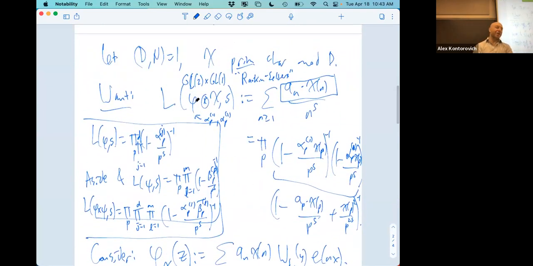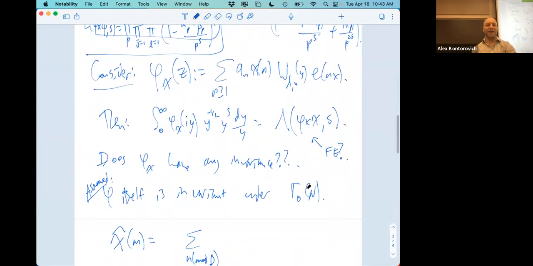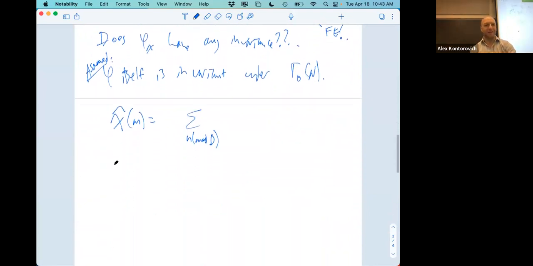The phi could have some Nebentypus. It could have a character on gamma naught n. I'm assuming that the Nebentypus is trivial. Never mind if you don't know what that is. I'm going to consider trivial Nebentypus. It costs nothing to add an extra character, except you carry that character around with you everywhere and it doesn't contribute to the calculation. So I'm just going to say that it's trivial.